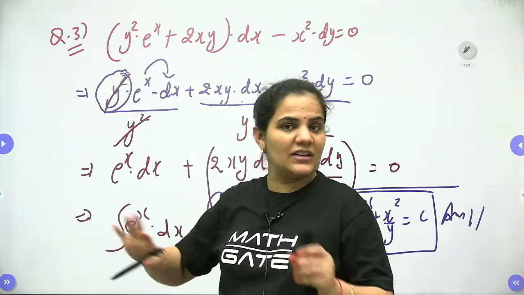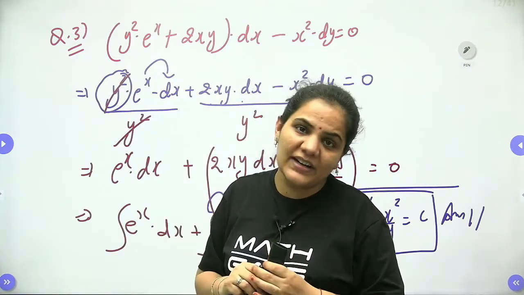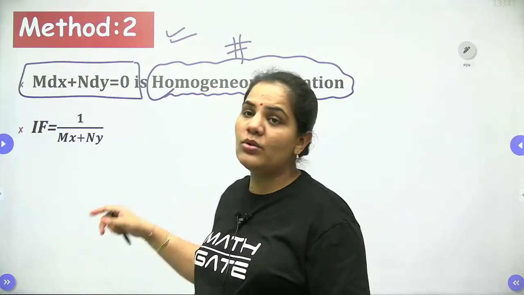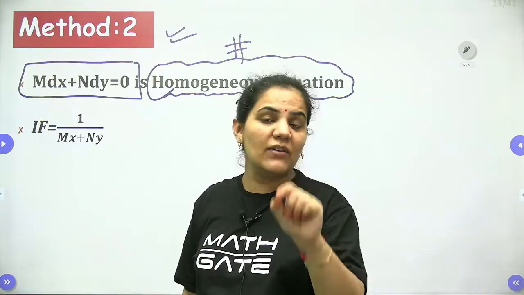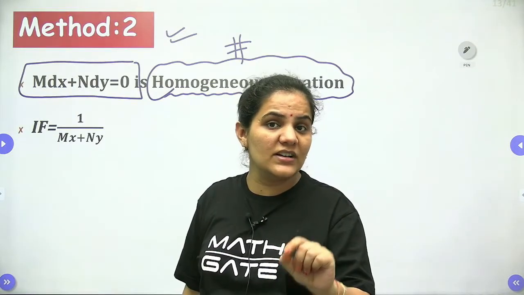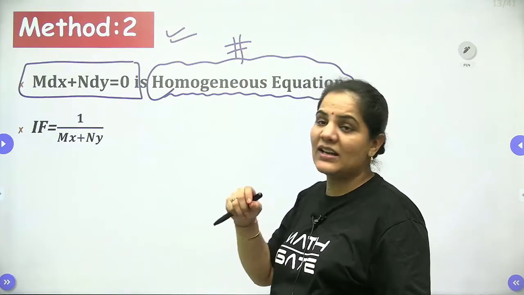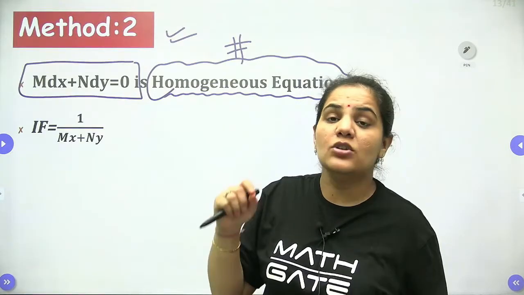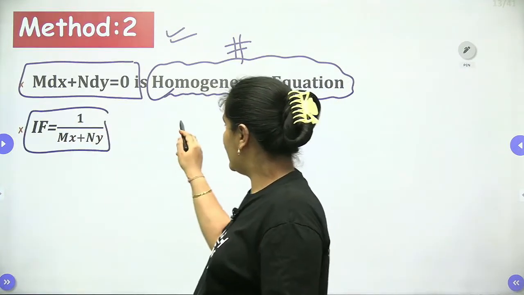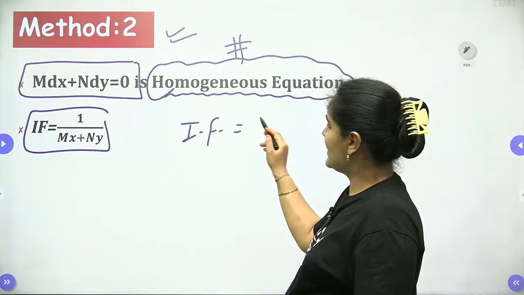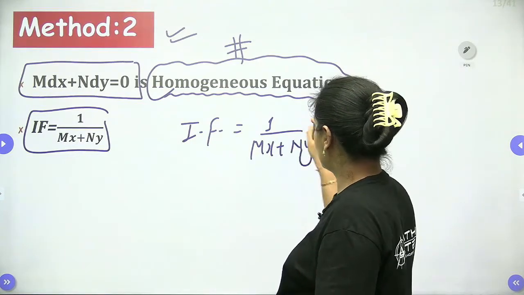Now in the inspection method there was not at all any need of an integrating factor. But when you have to convert the non-exact into the exact, then definitely there is a requirement of an integrating factor, my dear students. So when we have M dx plus N dy equals 0 in homogeneous form, the integrating factor, that is IF, will be 1 by (Mx plus Ny), my dear students.